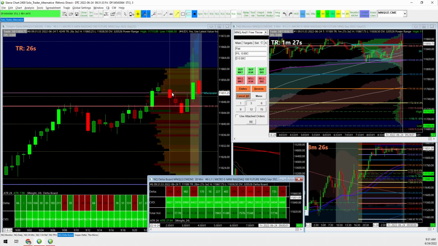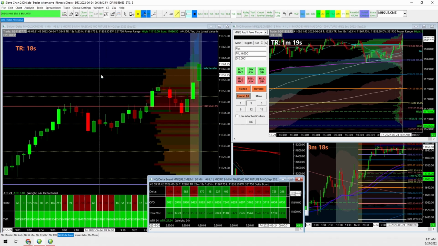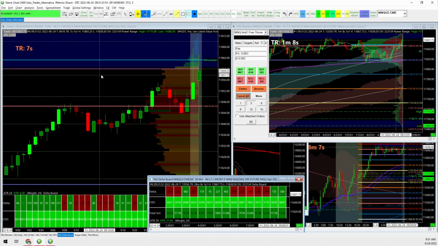Looking for pullback, we got it. Just gotta be patient. So the way that this is trading, more than likely, I won't place a trade within these first 3 minutes.